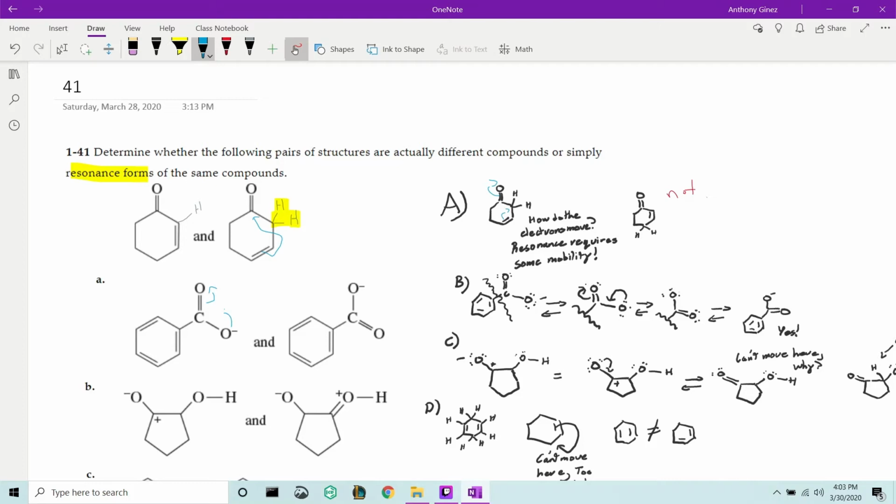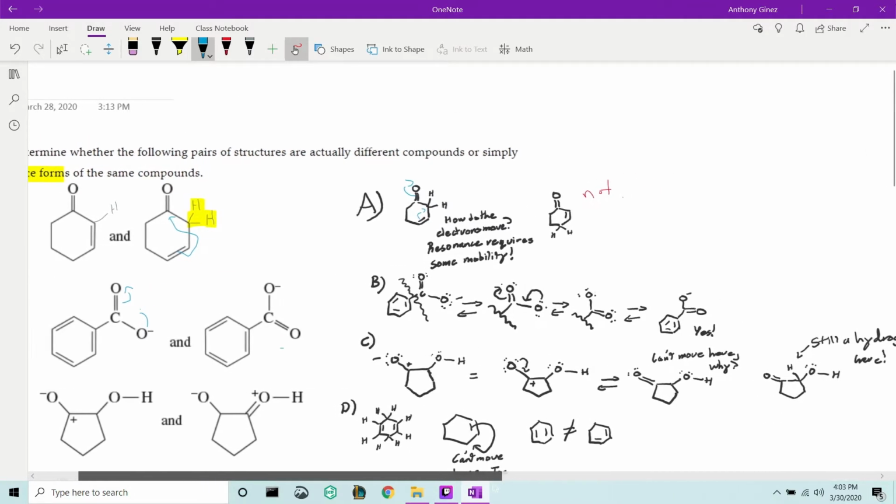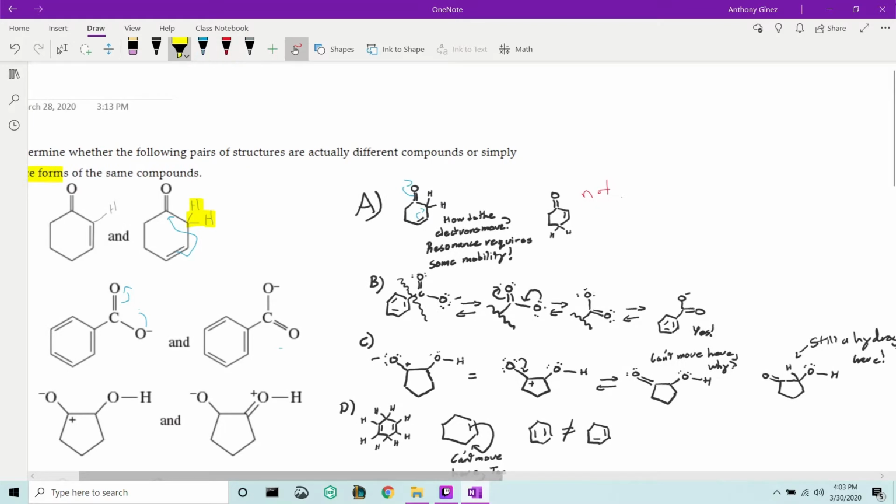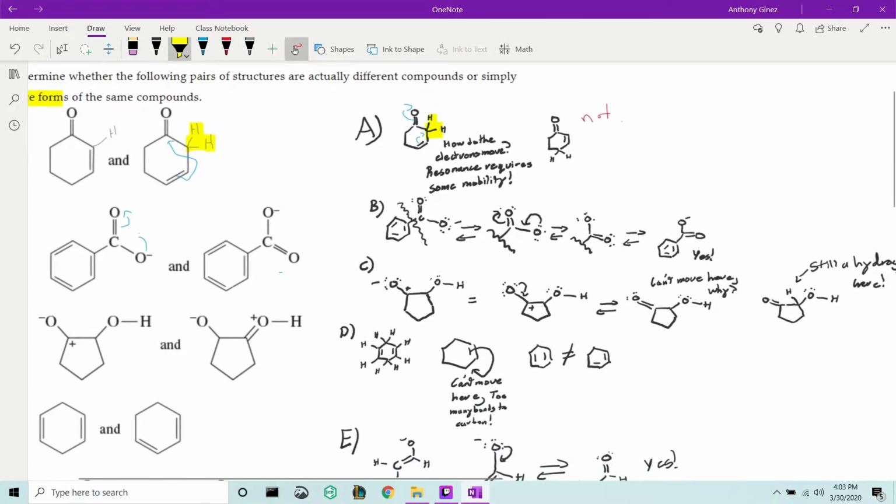Starting from question 41, determine whether the following pairs of structures are actually different compounds or simply resonance forms of the same compound. The first thing you have to note is that there are hydrogens present which will inhibit the electron mobility. To have a resonance form, the electrons have to have, I like to think of it as a sink or an overflow where electrons can move through the atom.